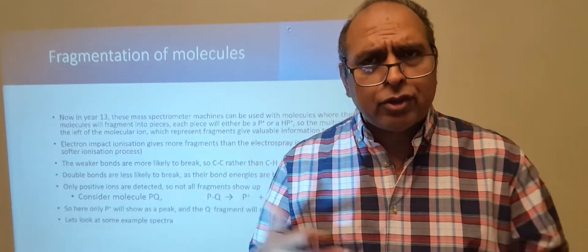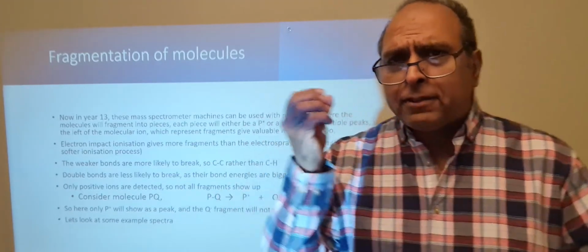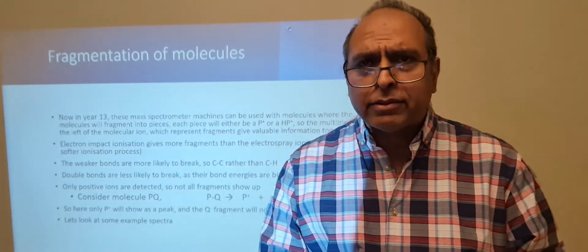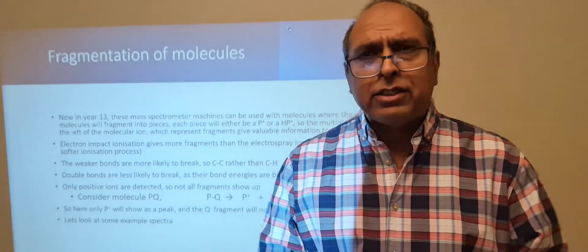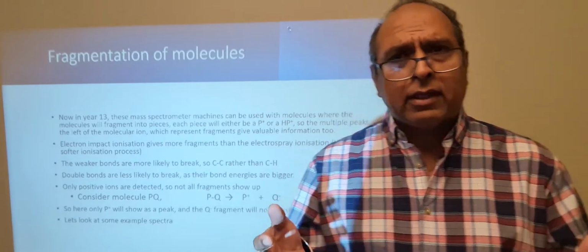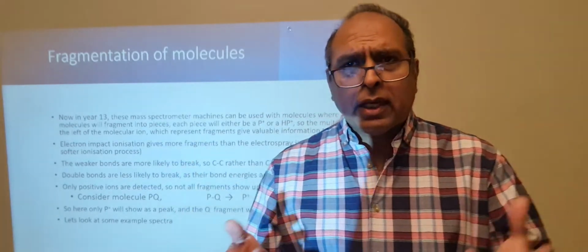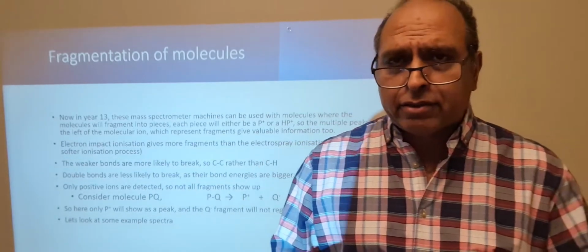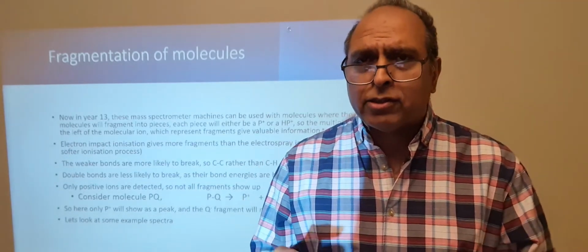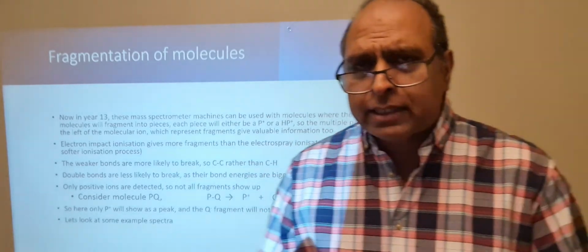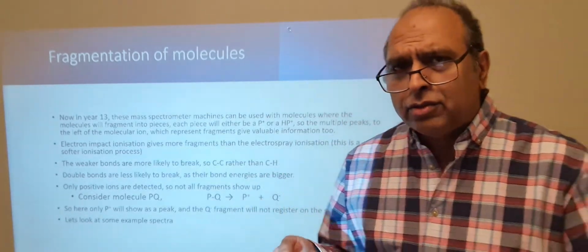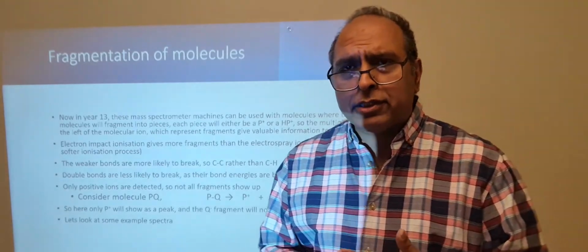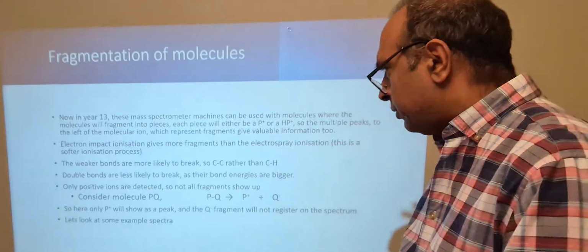So we can get some useful information, but the technique that does this fragmentation largely is electron impact. Electrospray is a soft kind of ionization, and we get very little fragmentation. We do get fragmentation, but we don't get very much. So if you want to look at fragmentation patterns, then we tend to use the electron impact type machines rather than the electrospray machines that are more modern machines.